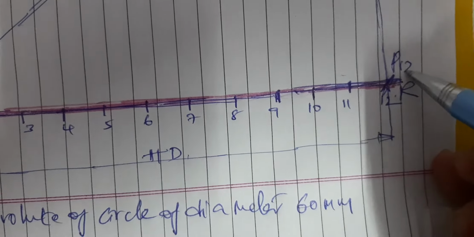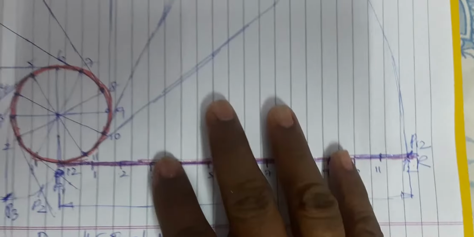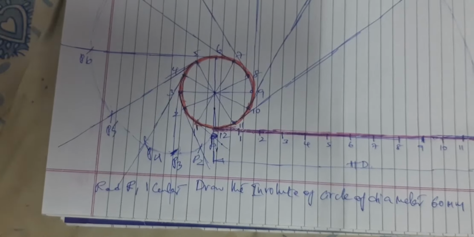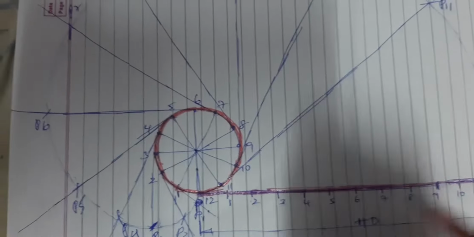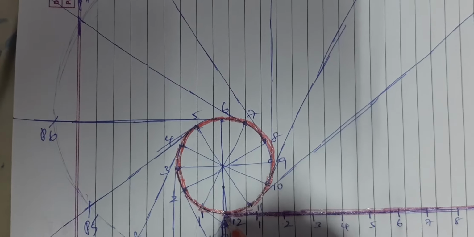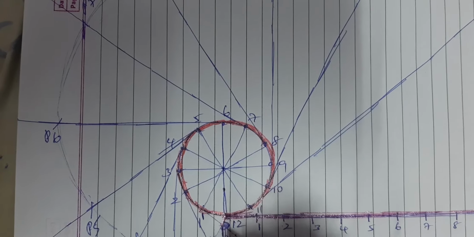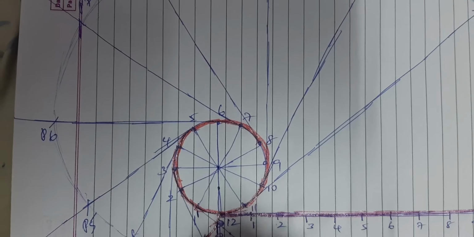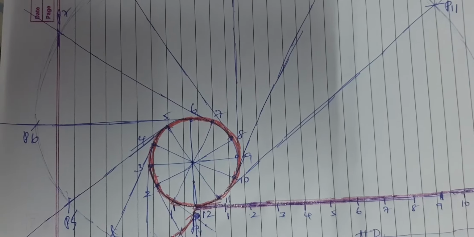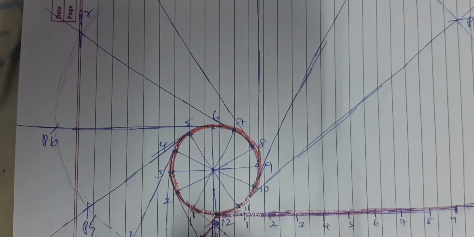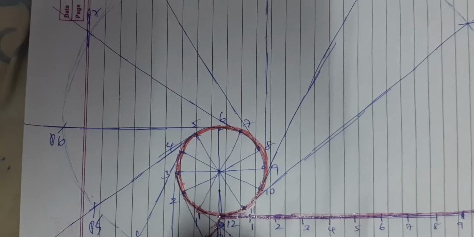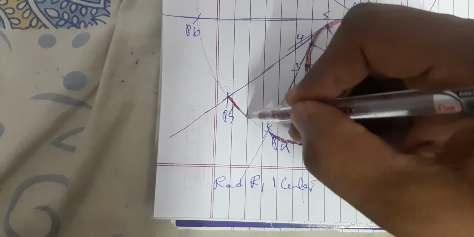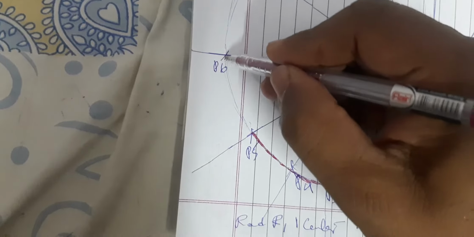Now this is P12. Now after getting the points from P1 to P12, you need to join the points starting from P. So now this is P, this one is P1, P2, P3, P4, P5.